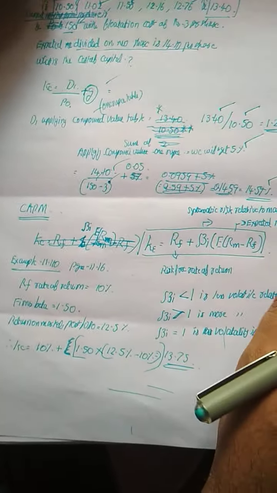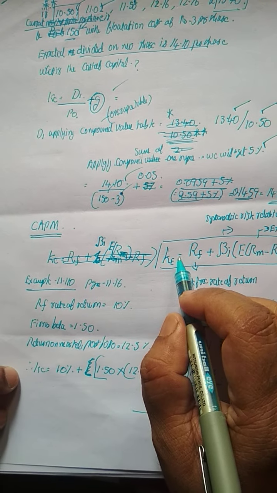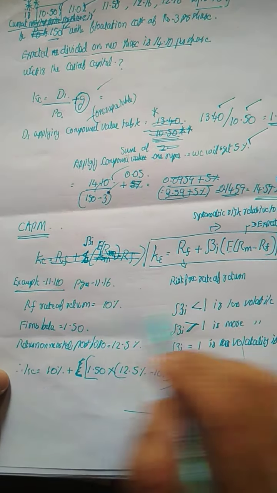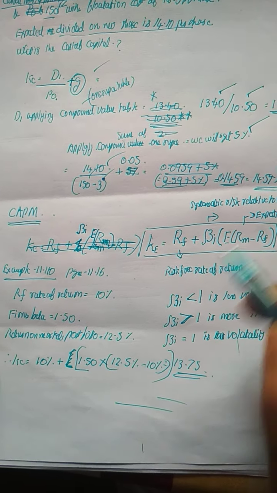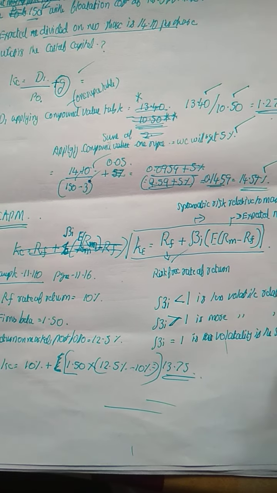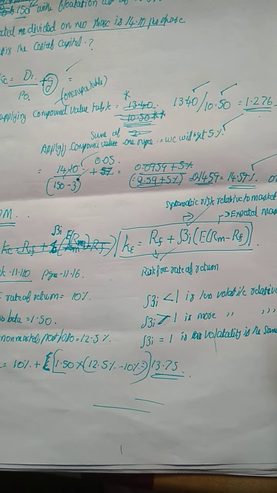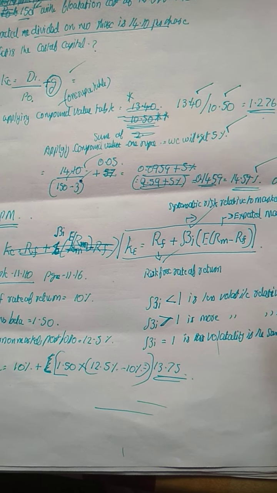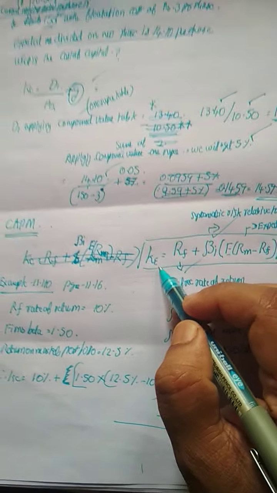Now let us deal with the CAPM model. The CAPM model takes into consideration the risk-free rate of return and the systematic risk, or market risk, involved in the calculation of the cost of equity.